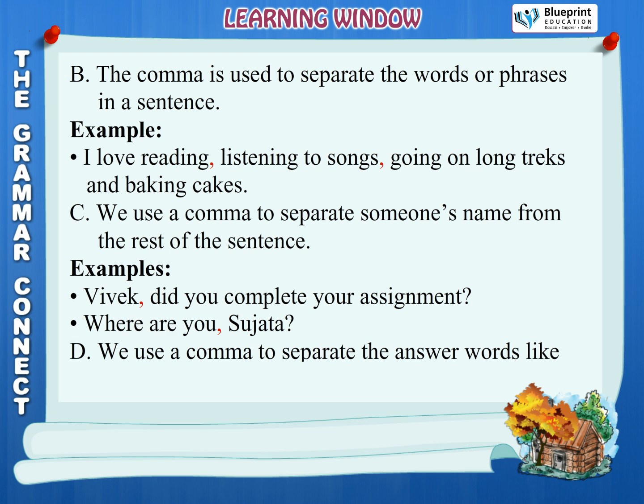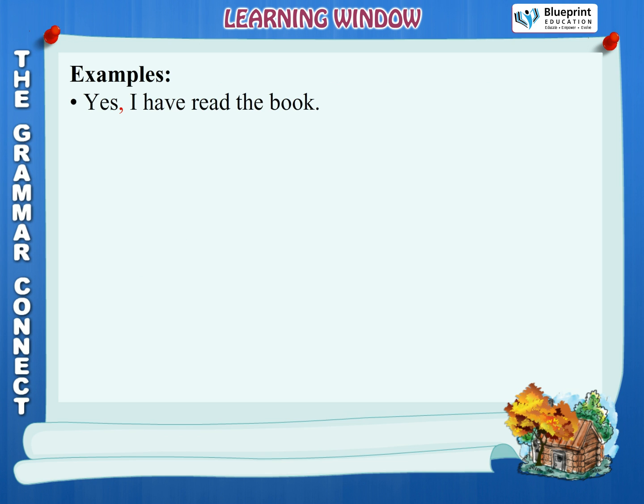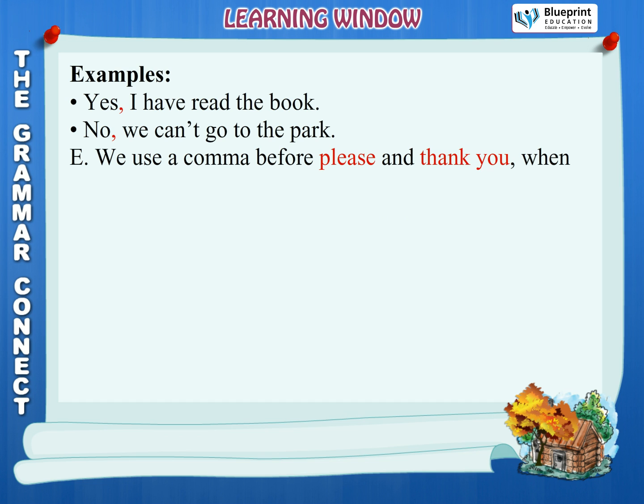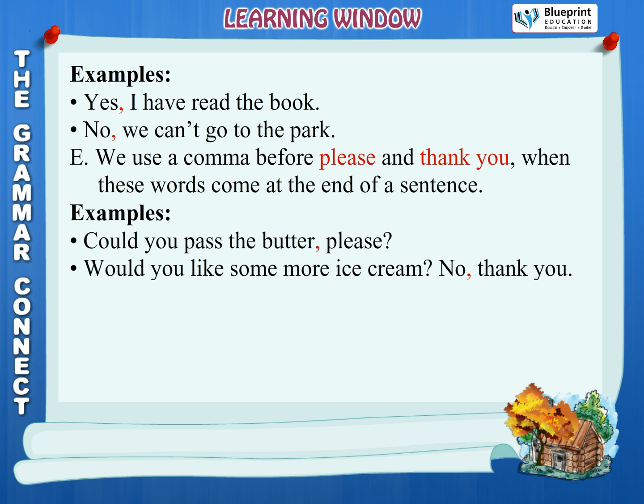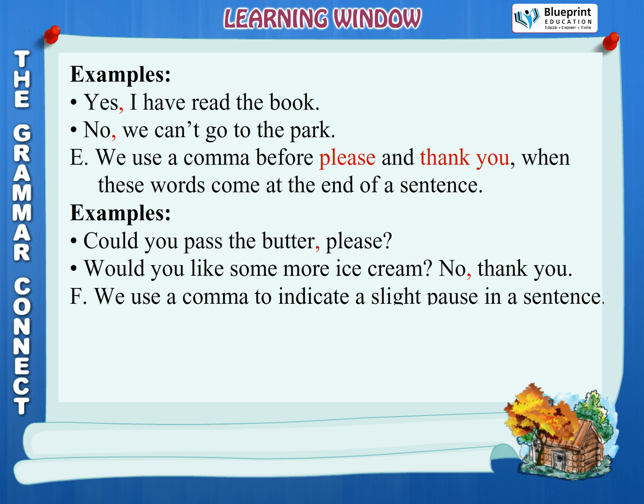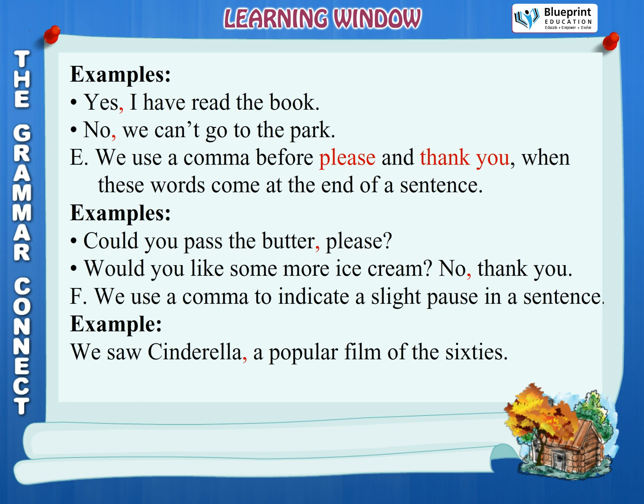D. We use a comma to separate answer words like yes or no from the latter part of the sentence. Examples: Yes, I have read the book. No, we can't go to the park. E. We use a comma before please and thank you when these words come at the end of a sentence. Examples: Could you pass the butter, please? Would you like some more ice cream? No, thank you. F. We use a comma to indicate a slight pause in a sentence. Example: We saw Cinderella, a popular film of the 60s.